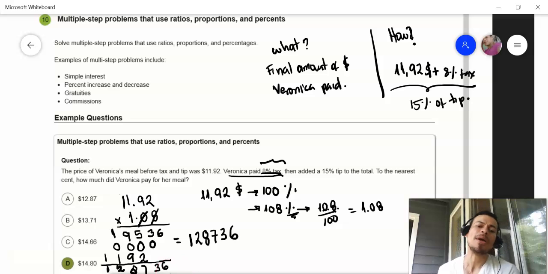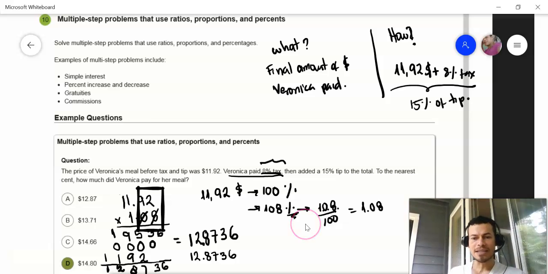And how many decimal places am I going to have? I have 4 decimal places. So I'm going to count here. The point is right here. Now, I'm going to move to the left: 1, 2, 3, and 4. So it's going to be 12.8736. Okay, that's the meal plus the tax.